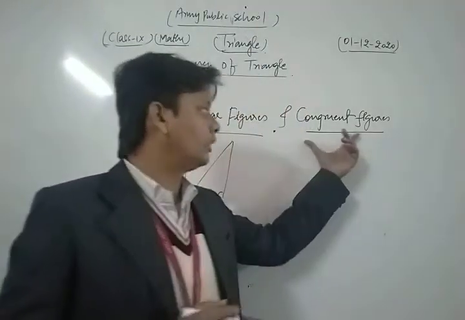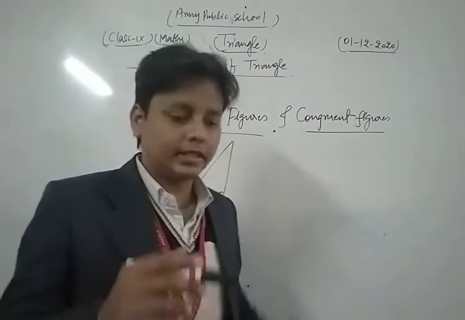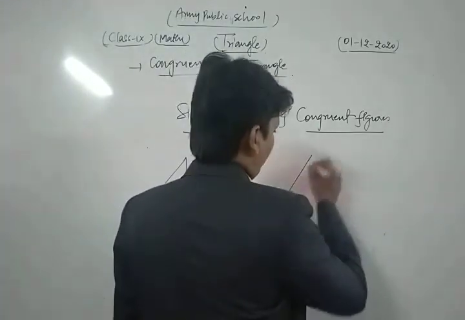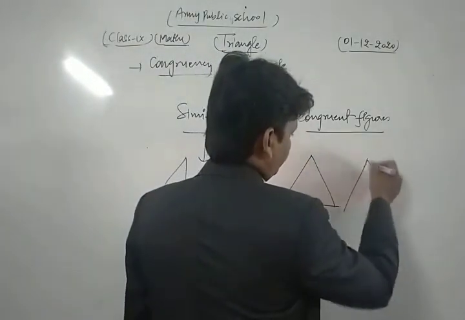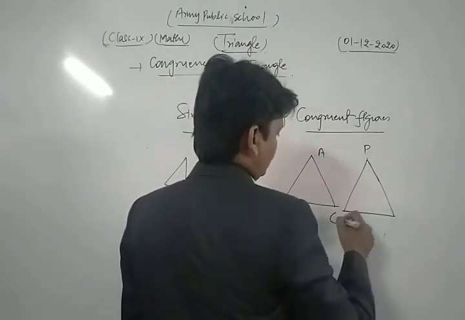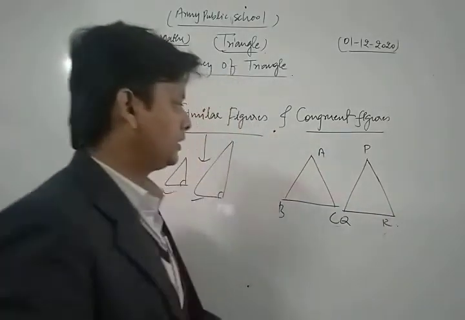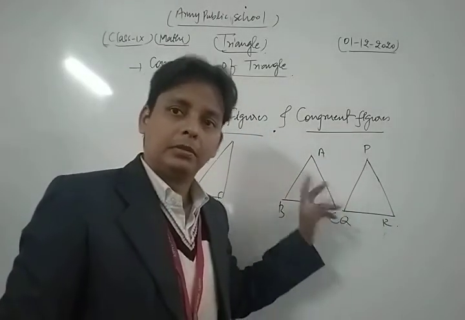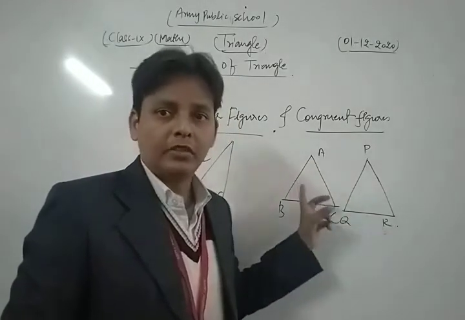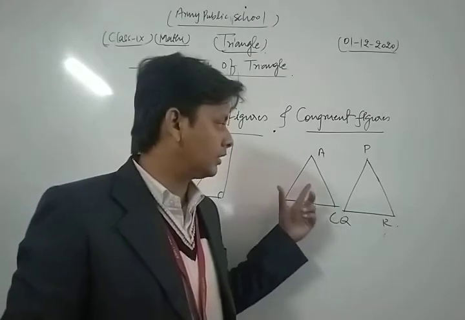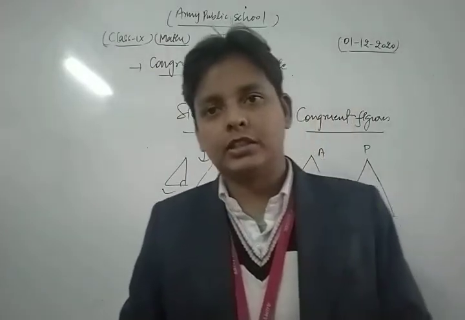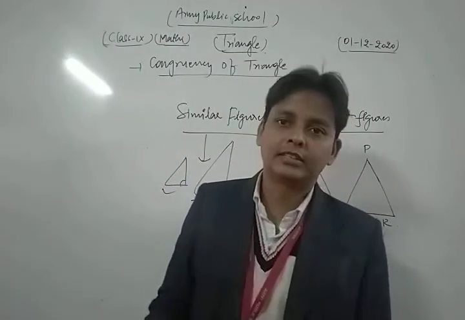And what is the concept of congruent figures? Dear students, those figures which have the same shape and size. Suppose we form two figures which have the same shape and size, here ABC and PQR. Both are the same, they have the same shape and size. If two figures have the same shape and size, then they are said to be congruent to each other.